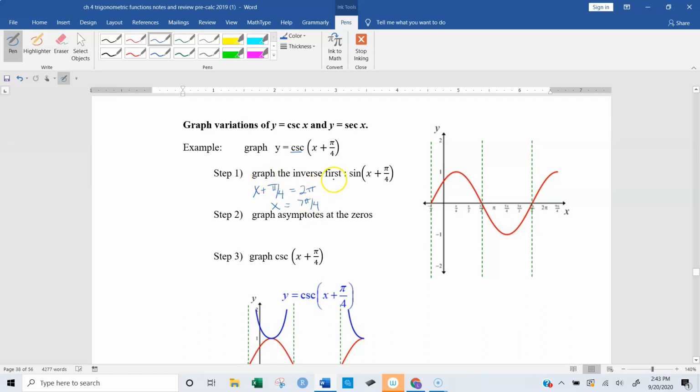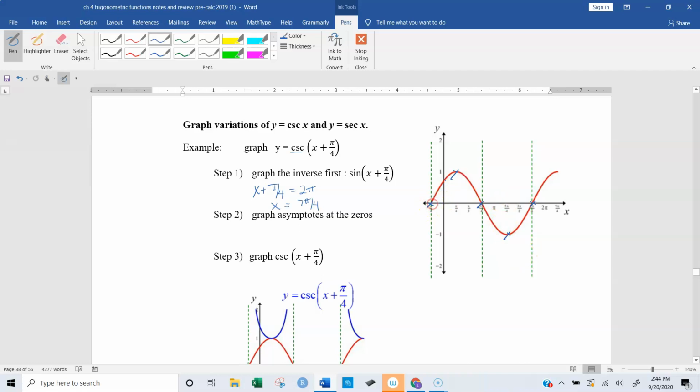So that's where it's going to end. Now my graph is going to shift pi over 4 to the left. So what we're going to do is take my sine wave. It's going to end at 7 pi over 4. It's going to start at negative pi over 4. Halfway, 3 pi over 4. Halfway between those two is my 1. And halfway between those two, the 5 pi over 4, is my negative 1.